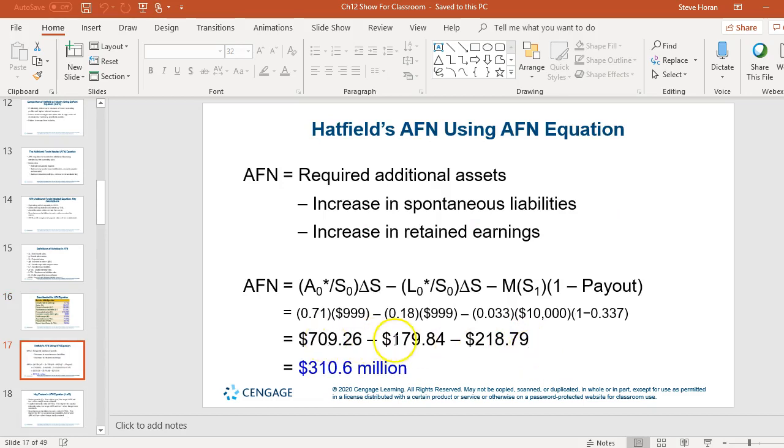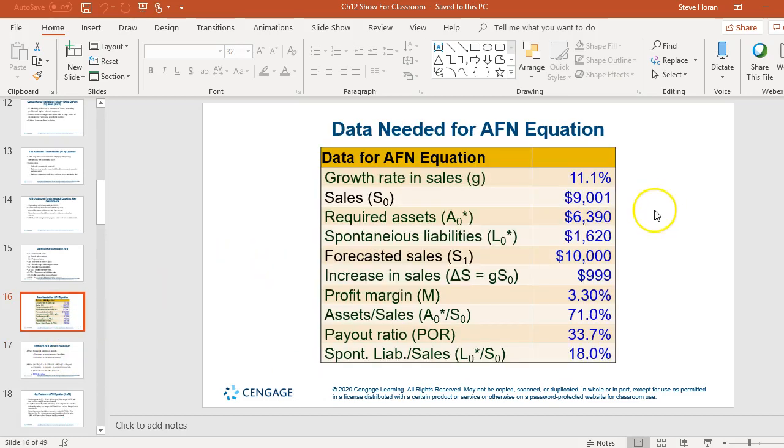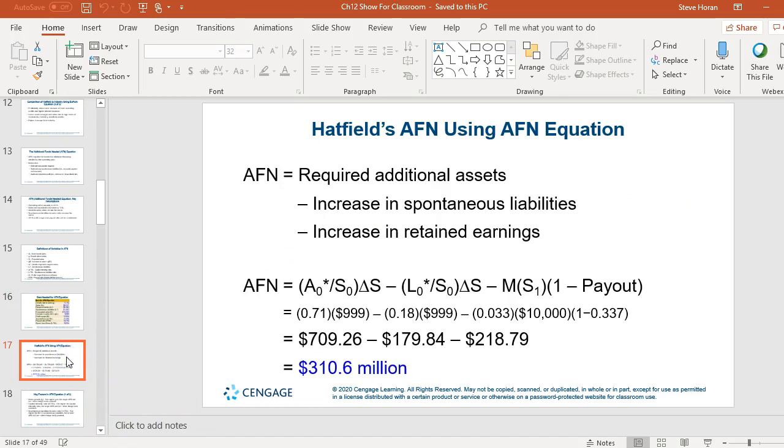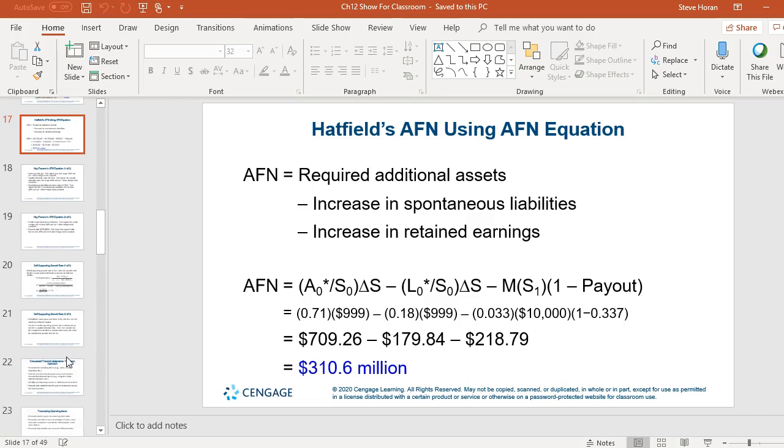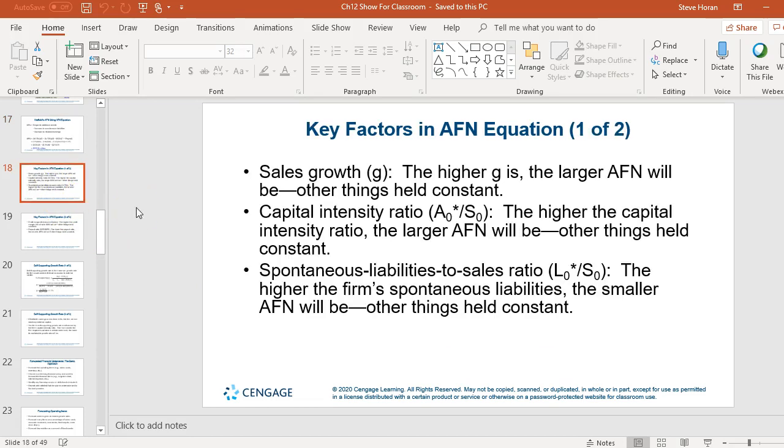So 709 minus the 179 minus the 218. That is my additional funds needed of 310.6 million. So basically, if this is my plan for next year, this tells me I need to come up with just over $310 million worth of financing to support the plan. And of course, that could come from debt, selling stock, any combination that I want, but I need to acquire those funds.